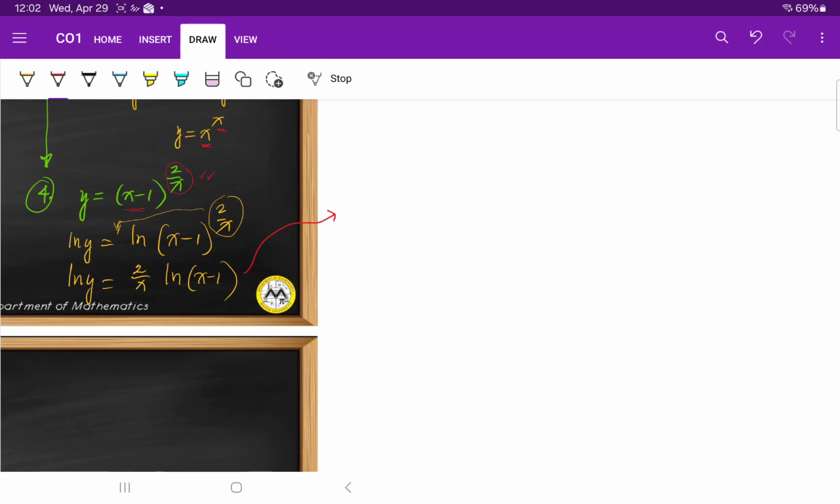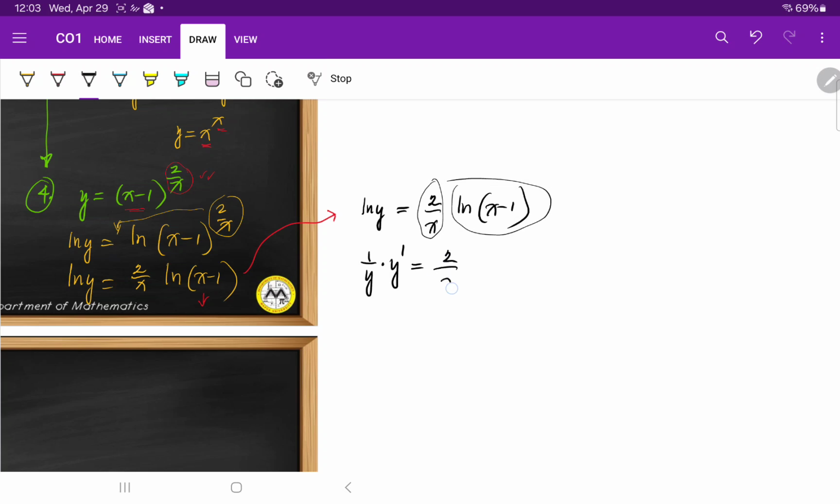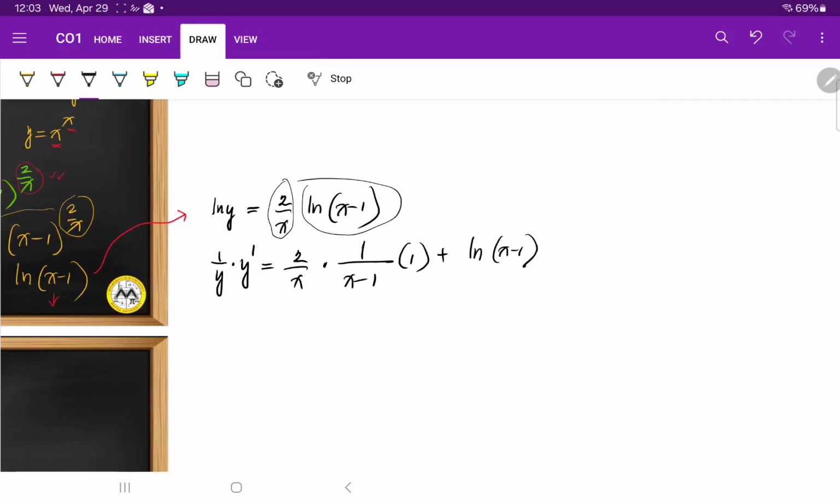Differentiate both sides, because this is already simplified. So by differentiating both sides, we have, okay, let's rewrite it. ln of y is 2 over x times ln of x minus 1. So to differentiate both sides, we have 1 over y times the derivative of y, which is y prime. And here we use the derivative of a product. So we copy 2 over x. The derivative of ln of x minus 1 is 1 over x minus 1 times 1. Plus, we copy ln of x minus 1 times the derivative of 2 over x.